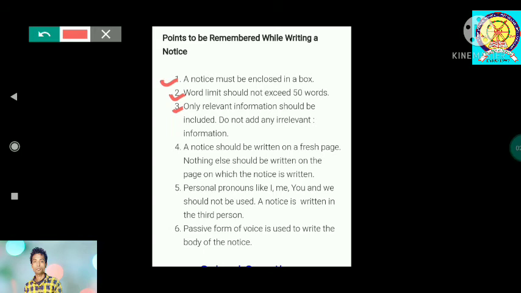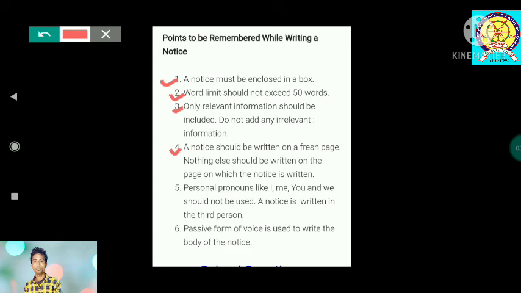Number 4, a notice should be written on a fresh page. Nothing else should be written on the page on which the notice is written. It should be fully blank, neat and clean.